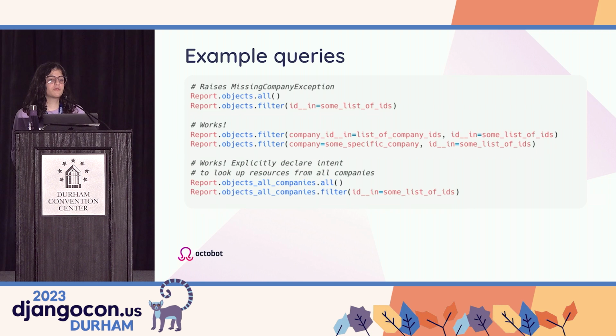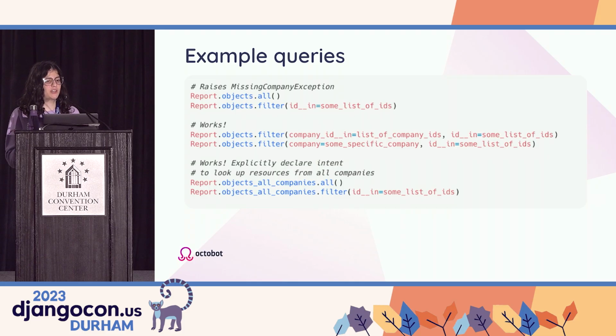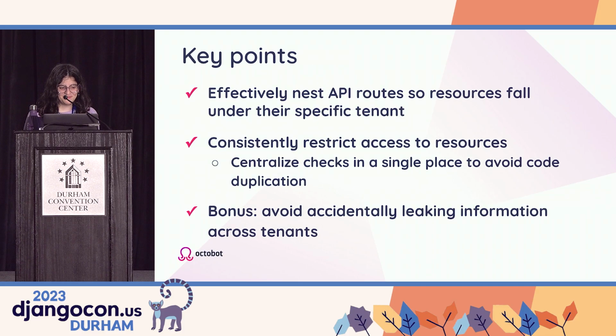So the person who's reading your code will know, okay, you're not forgetting to filter by company. This is exactly what you meant to do. And if you did forget, you're probably using objects just because it's what you're used to. It's automatic. You will get that exception that will tell you, hey, you're forgetting to filter by company. And if you know what you're doing, you're like, no, I'm not, then you remember that you need to use the other manager. So, yeah, that was the third point.